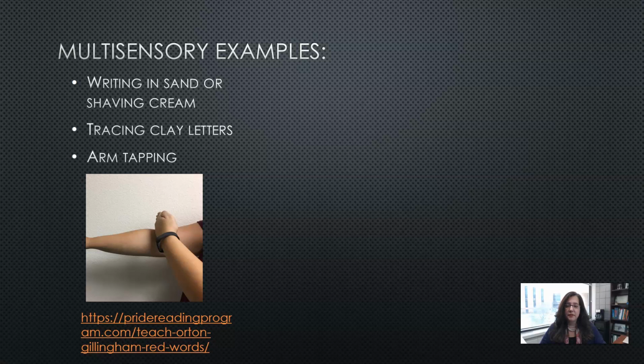So this one is actually from the Pride Reading program, but multisensory examples, which are commonly used in Orton Gillingham, include writing in sand or shaving cream, tracing clay letters, and arm tapping. And it's so important to be clear when explaining these different examples and model the activities for English learners. Because if, for example, you said you're going to be writing in sand and they've never seen that, they would really have no idea what you mean unless you model for them. So of course you would model for all students, but for your English learners, especially important.